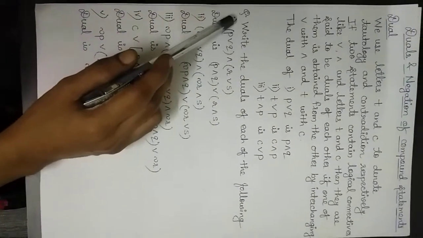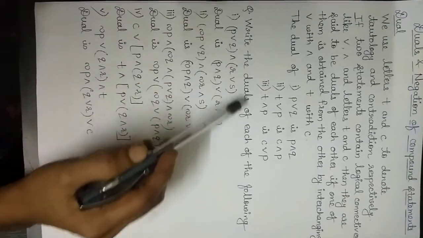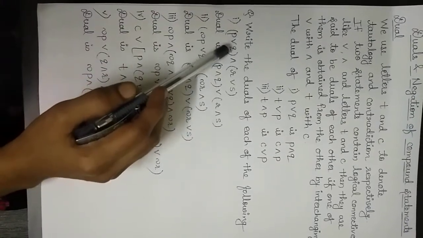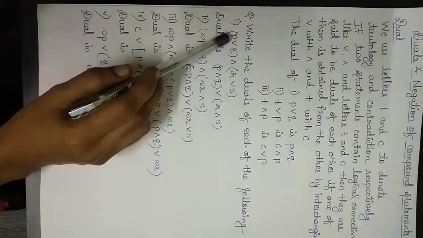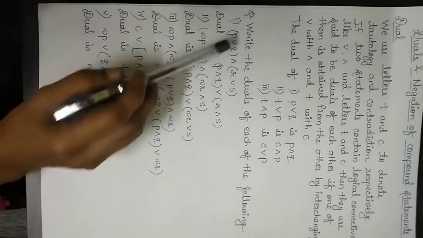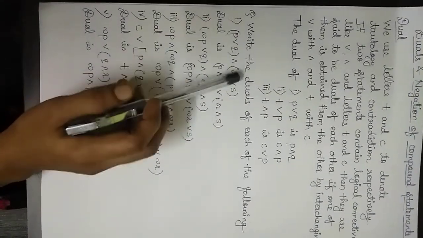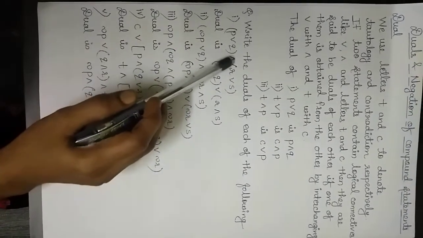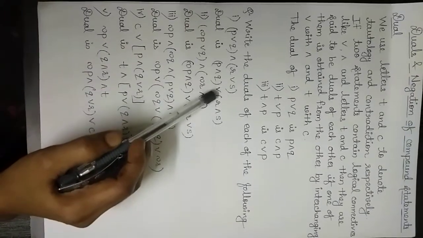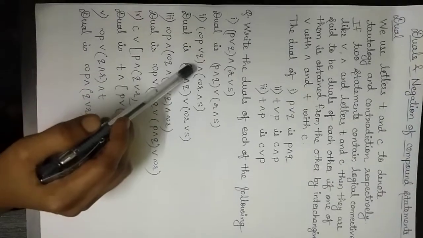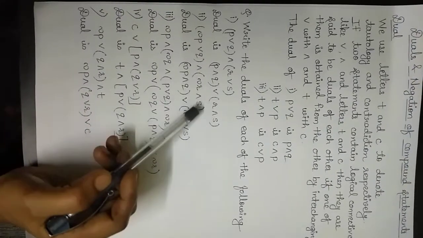Now here we consider a question. Write the duals of each of the following. First one, P or Q and R or S. Now dual will be P and Q or R and S. Here at both the places or is present, that we will replace by and, this middle and we will replace by or.